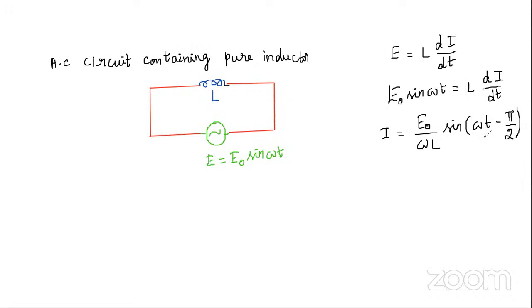From this equation, you can understand that the peak value of current is represented by I naught. So I naught is equal to E naught by omega L. This is the peak value, and from this equation you can understand that the voltage leads current by pi by 2. So how can you understand the phasor diagram? Let me draw the phasor diagram here.